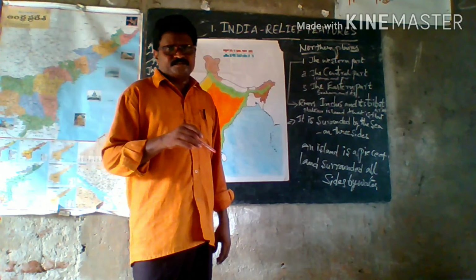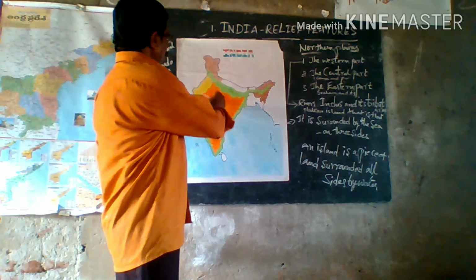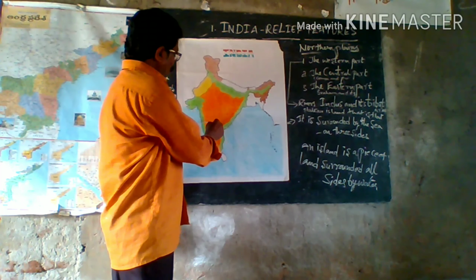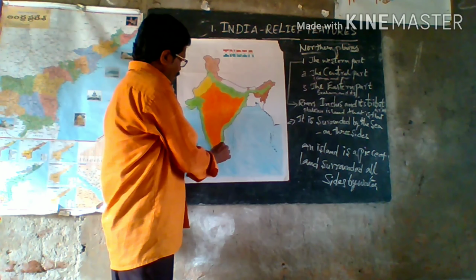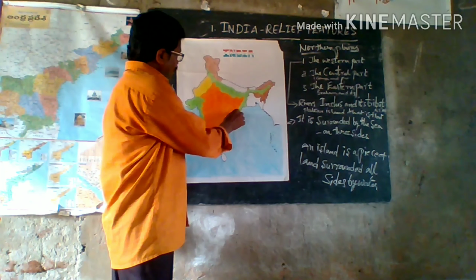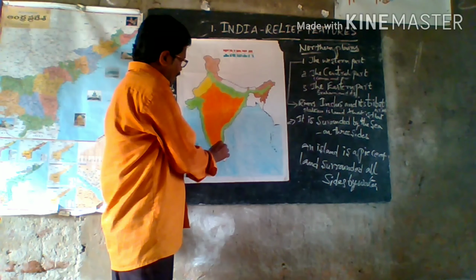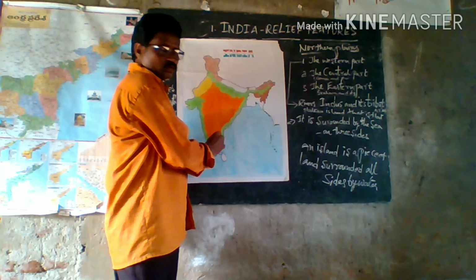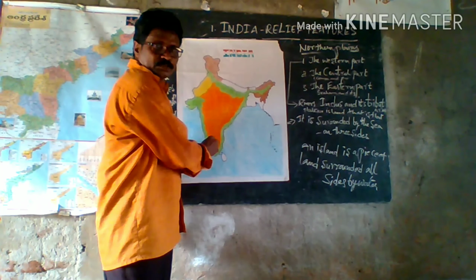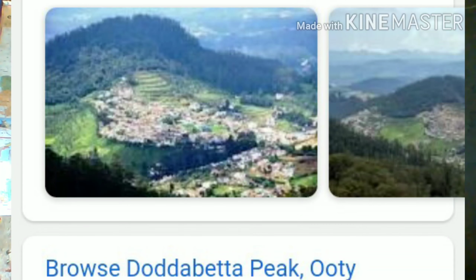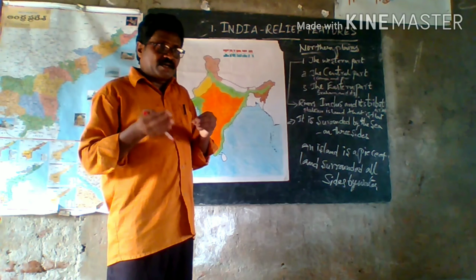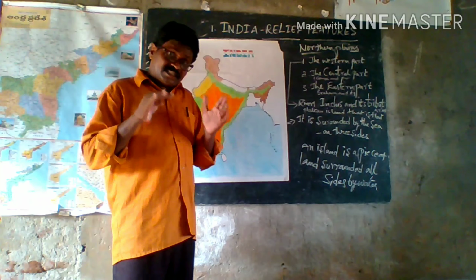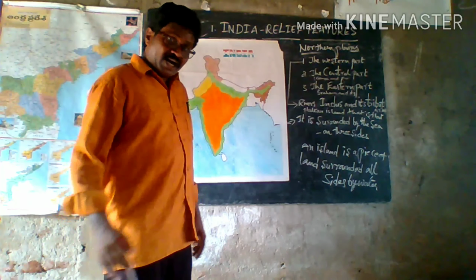Nilgiris is where the Eastern Ghats and Western Ghats meet. These are the Western Ghats and these are the Eastern Ghats. The place where the Eastern Ghats and Western Ghats meet is called the Nilgiris. Dodabetta peak is the highest peak in the Nilgiri Hills. Which is the highest peak in Nilgiris? Dodabetta. What is the height of Dodabetta? 2,637 meters.